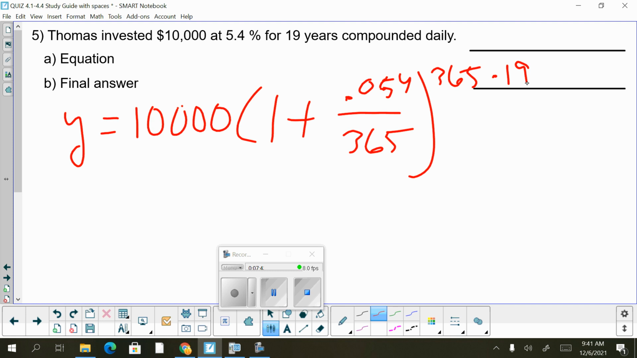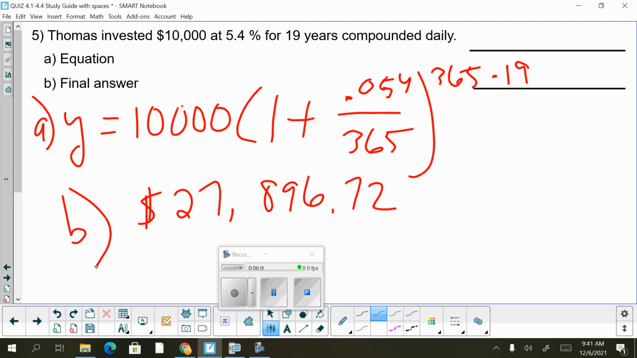I'll just use my one on my desk, so I don't need to get my big calculator up. 1 plus 0.054. Hopefully I don't make a mistake here. Divide by 365 because it's compounding daily. Then 365 times 19. I got $27,896.72. So this is your answer for part A. This is the answer for part B. I'm not even going to try to squeeze it on that blank.